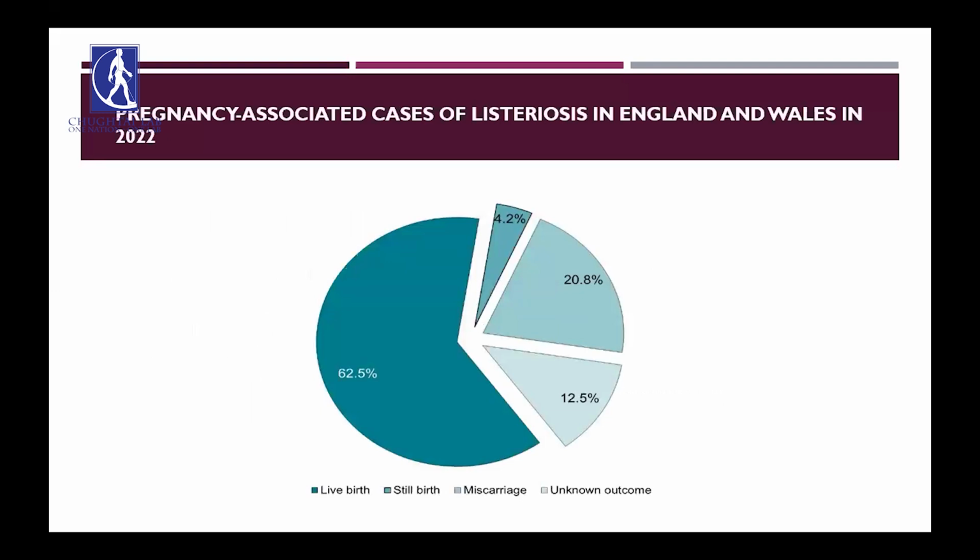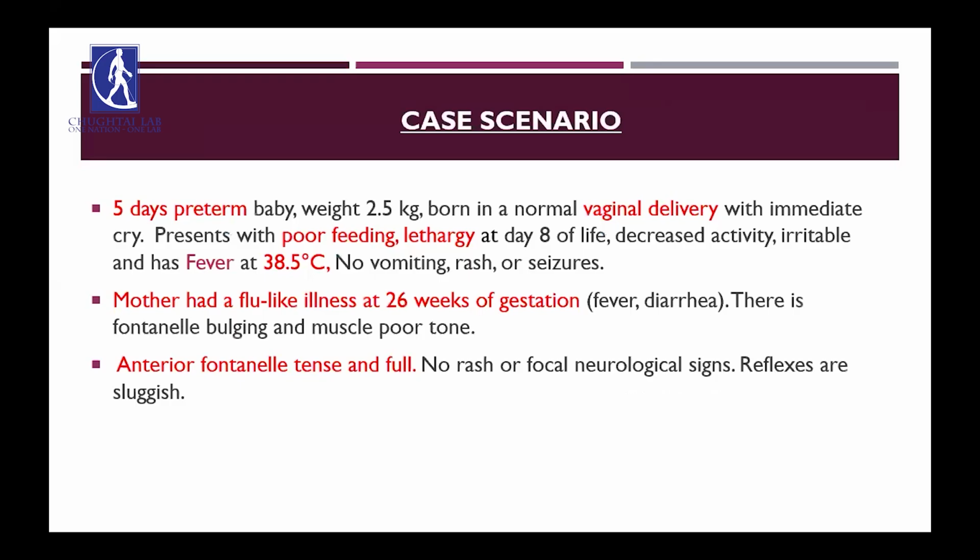In this, we can see there were 62.5% live births and 4.2% stillbirths, with 20.8% reported miscarriages and 12.5% unknown outcomes. This is another case scenario of a 5 days preterm baby, weighing around 2.5 kg, born in a normal vaginal delivery with immediate cry. He presents with poor feeding, lethargy at day 8 of life, decreased activity, irritable, and has fever at 38.5 degrees. Mother had flu-like illness at 26 weeks of gestation.